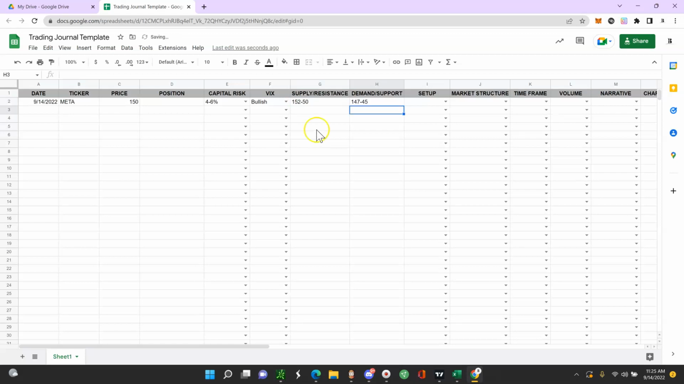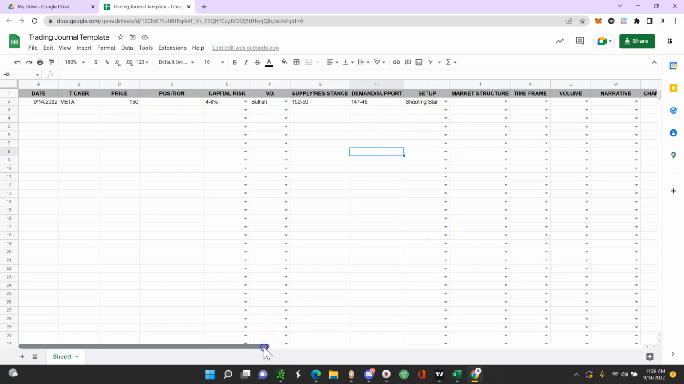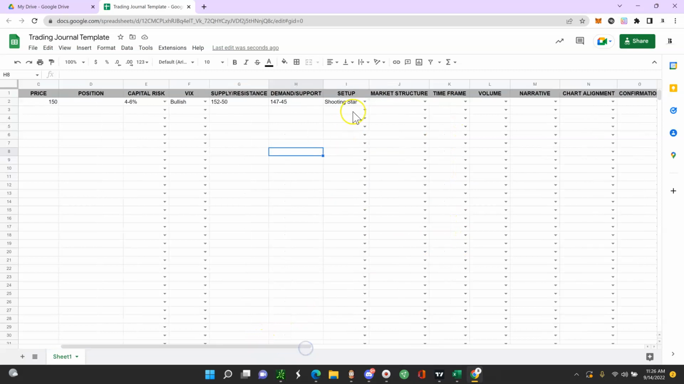And then I look to see if there's any kind of setup that I'm seeing in the chart. And let's say I see a shooting star. And of course, you can change these. These aren't all the different kinds of setups that exist. You know what I'm saying? So you can change, add, or take out whatever you want. But I added some basic setups to look for, some that a lot of people may be familiar with, that I included there.